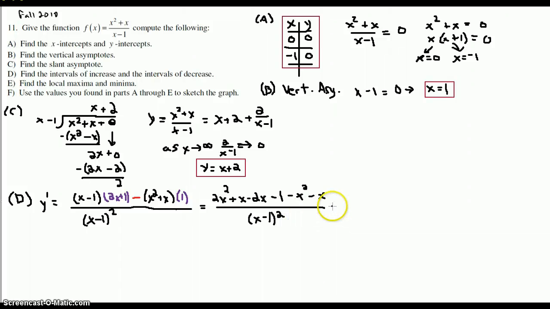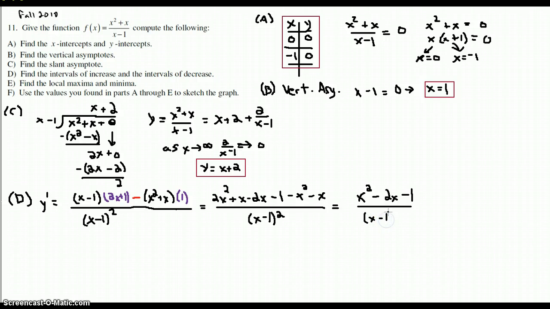Great. So how many x squares do we have? Looks like we have 1 x squared. How many x's do we have? Negative 2 of them. And what's our constant term? Negative 1. It looks promising. It looks like it might factor. In fact, it looks like it might factor to be x minus 1 quantity squared.